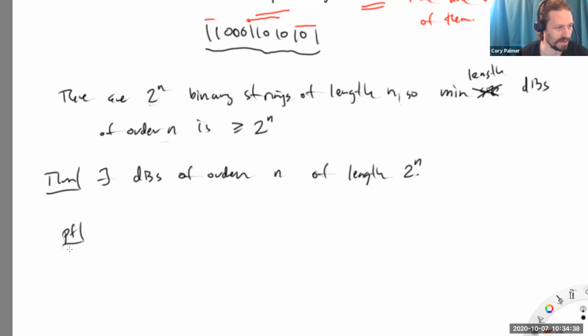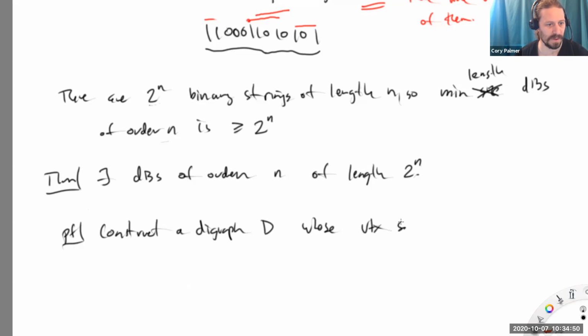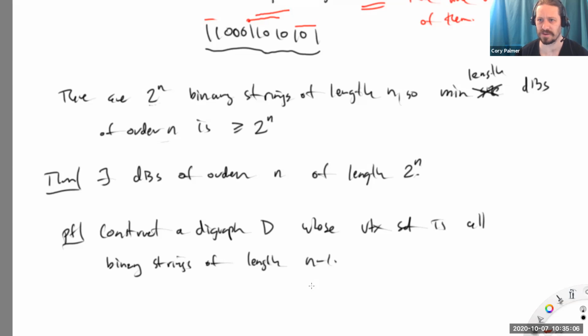Okay, so let's actually construct one here. Construct a digraph D whose vertex set is all binary strings of length n minus 1. Okay, this seems strange. This does not seem like the obvious thing. You'd think you'd make all the binary strings of length n, because those are all we're trying to find, but somehow we use length n minus 1 here to produce this here, okay?